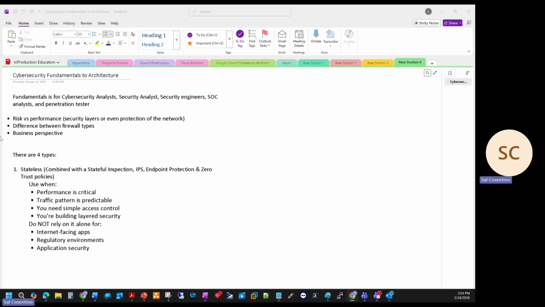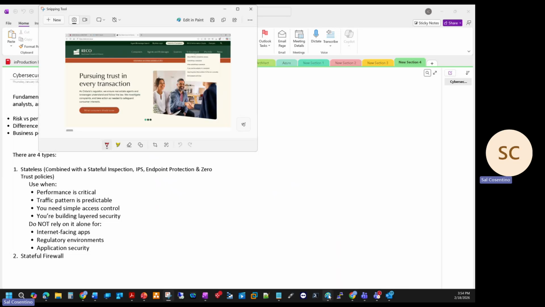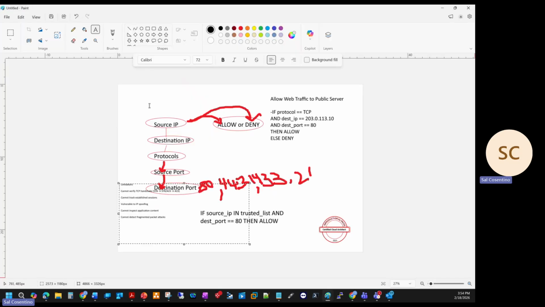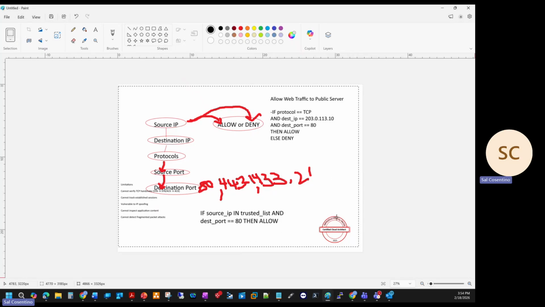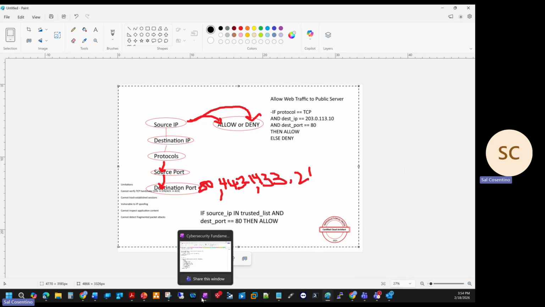And we talk about our stateful firewalls. Here, let me take this picture for you guys because I'm going to remove this and keep this for the time being, and then we'll go here.